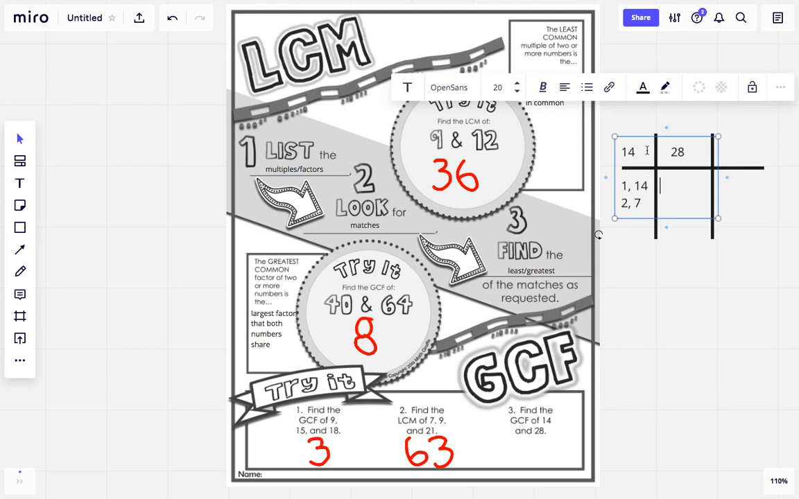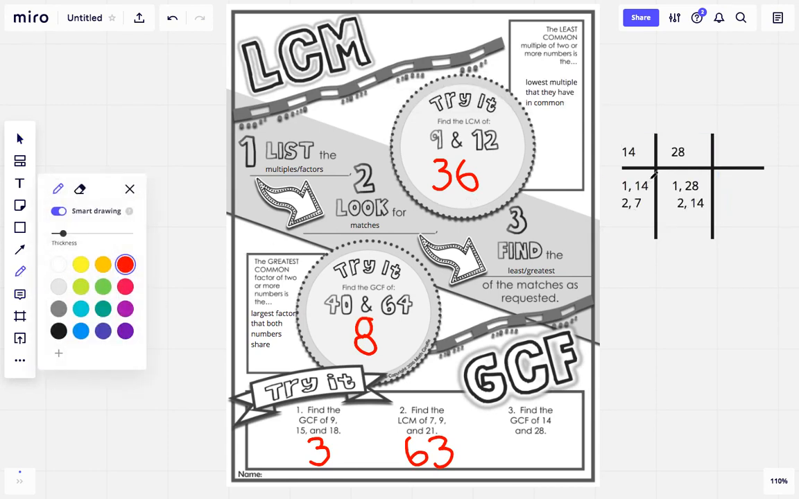And then we can move over to 28. So we have 1 and 28, 2 and 14. Wait a second. 14 is a number that they both have in common. So that tells us that the greatest common factor of 14 and 28 is 14.